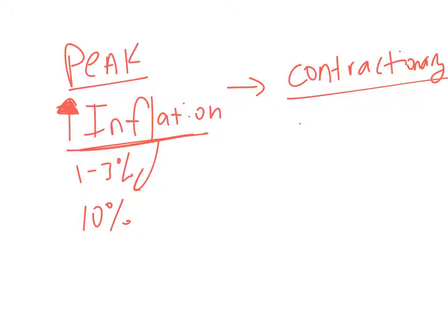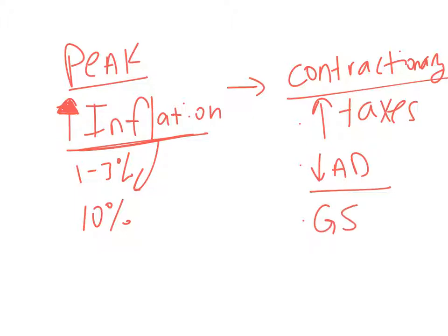What they want to do is reduce aggregate demand. So they're going to raise tax rates, so that people have less money, less spending, less aggregate demand, as well as decrease their own government spending, to decrease aggregate demand directly. Both of those actions will have the effect of decreasing inflation rates, which was the problem to begin with.